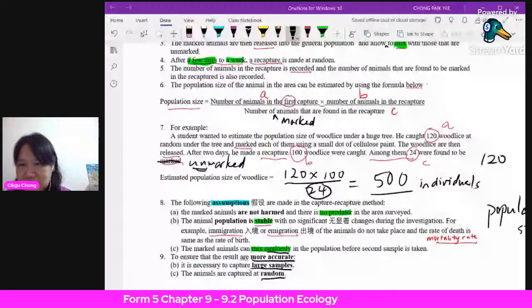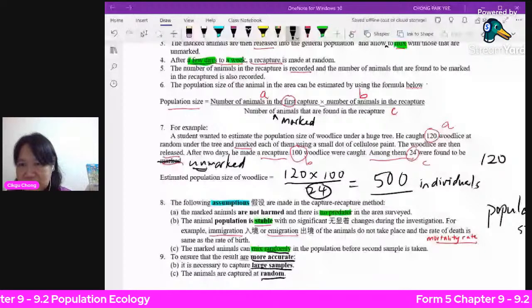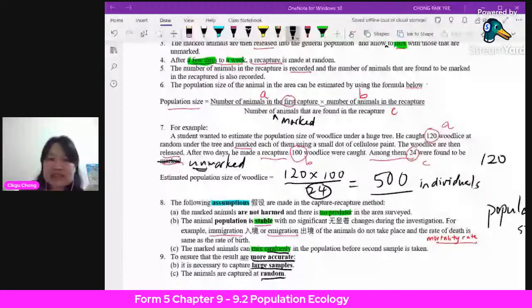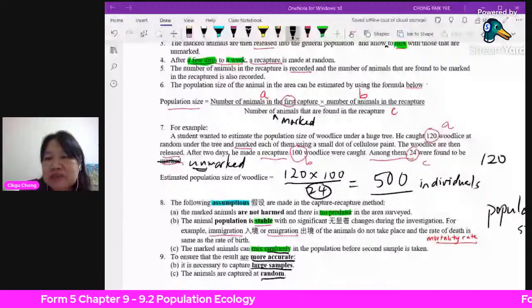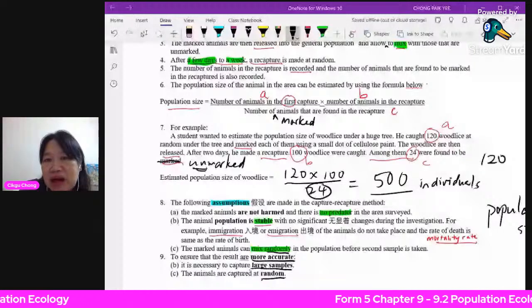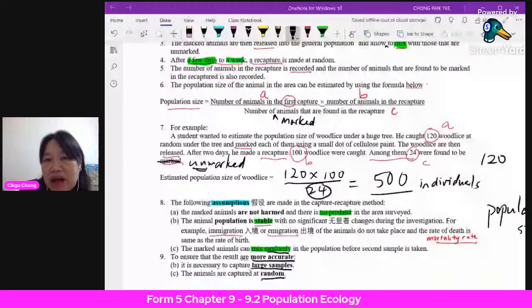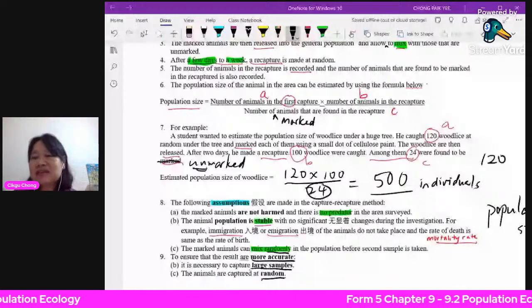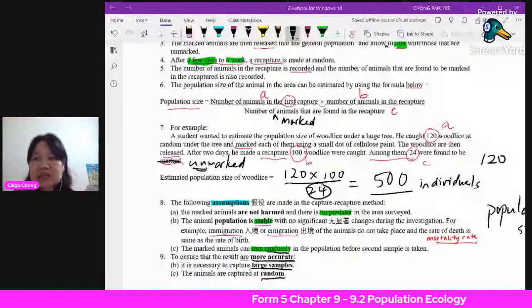76, 76. Oh, okay, good. Now how do you get 76? Because the second sample is 100, right? Out of your second sample, there will be some that are marked and unmarked, isn't it? So 100 includes the marked and unmarked. So if I give you unmarked is 24, then the remaining must be marked, isn't it? So I take 100 minus 24, I will get 76.